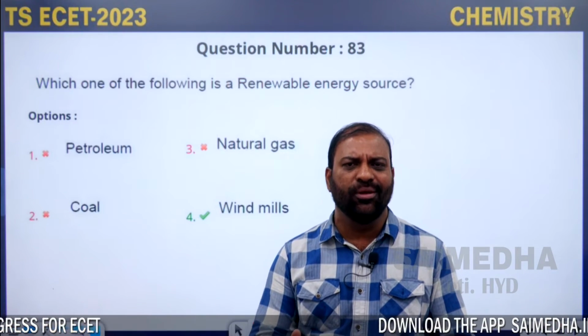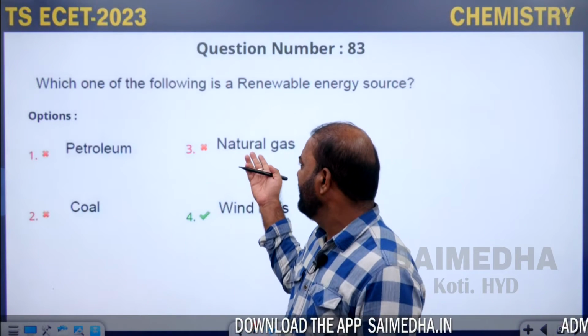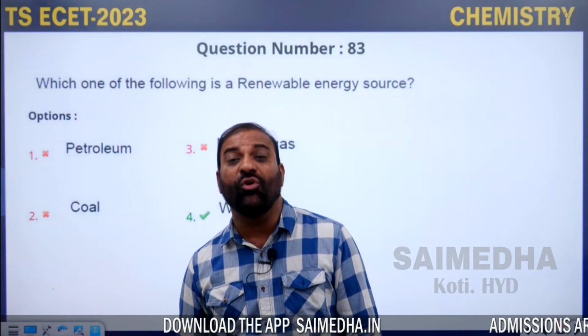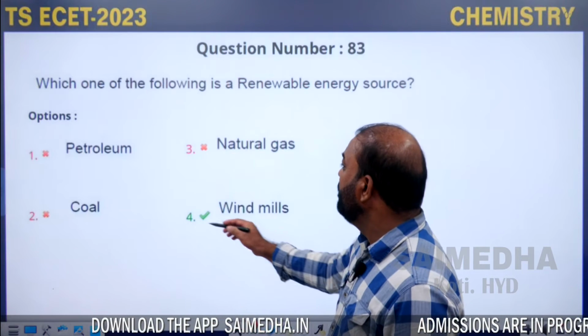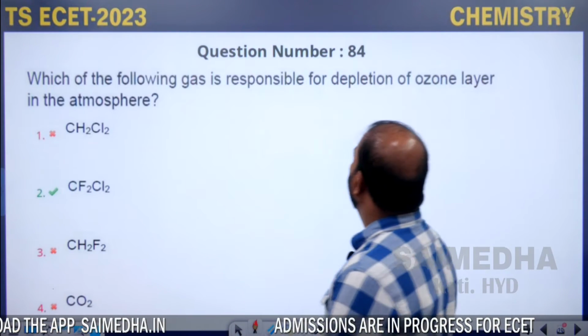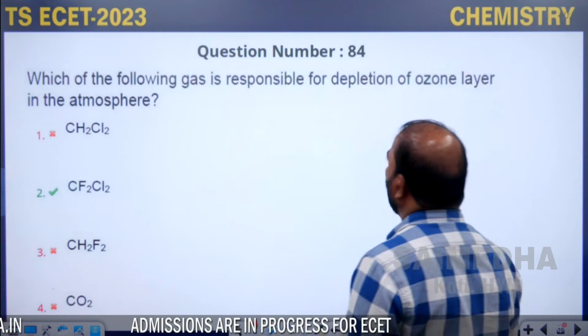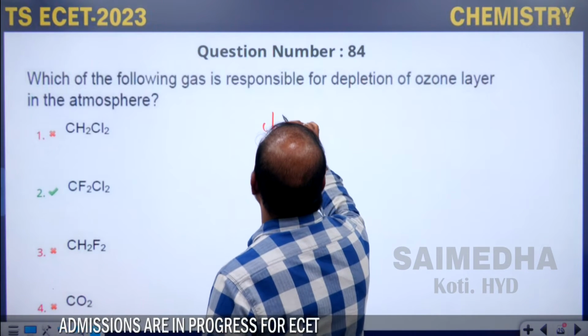Once you use petroleum, the resource will be exhausted, like natural gas and coal also. These are fossil fuels. So here the windmill is a renewable energy source. Which of the following gases is responsible for depletion of the ozone layer? Actually, for depletion of the ozone layer, chlorofluorocarbons are responsible.